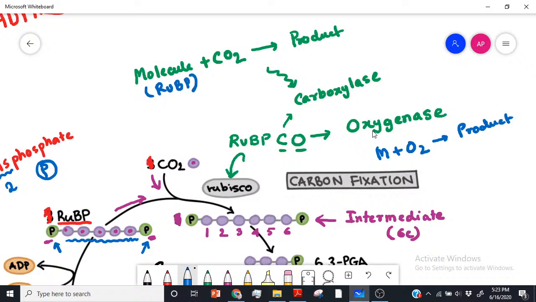Are you clear till this? Are we clear? Have we understood till this part? What is RUBP? What is Rubisco? And what's happening to the carbon dioxide? Are we clear?